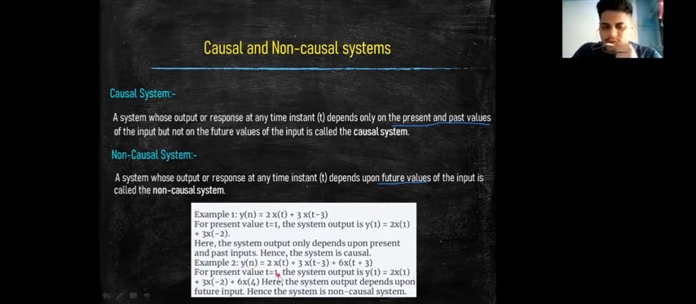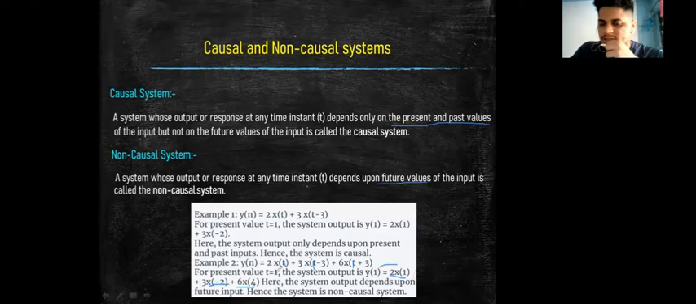So y of n is equal to 2x of t plus 3x of t minus 3 plus 6x of t plus 3. So let's put t as 1. The system output y of 1 is equal to 2x of 1, 3x of minus 2, and 6x of 4.